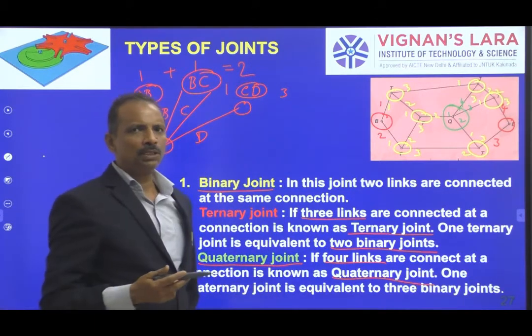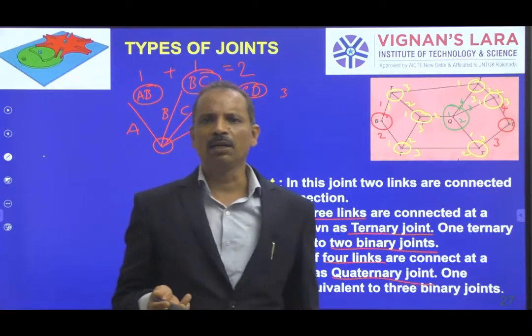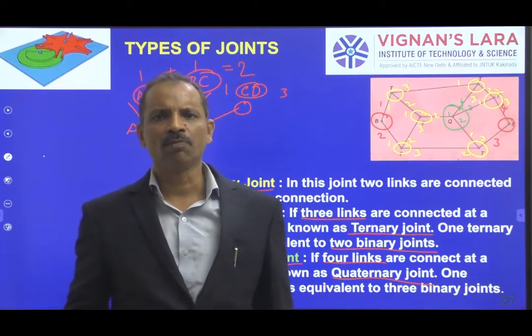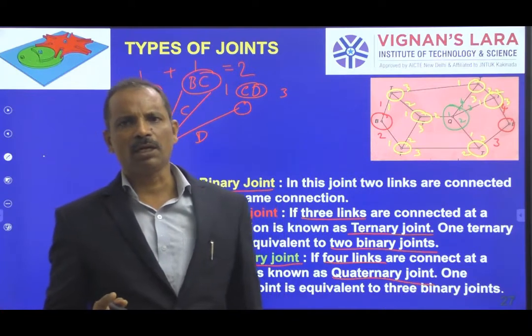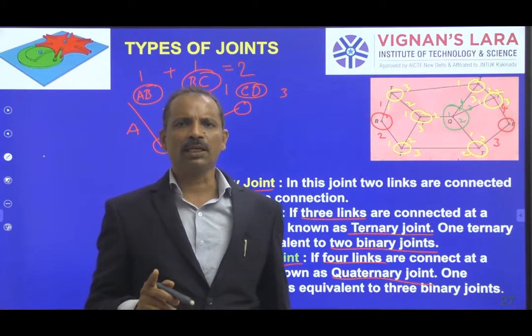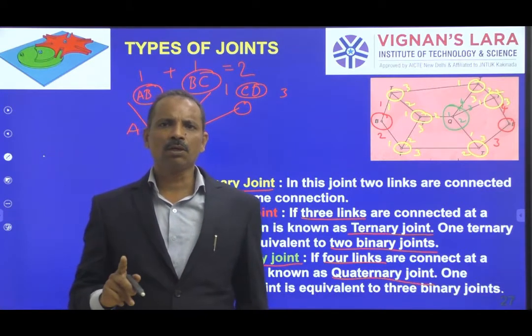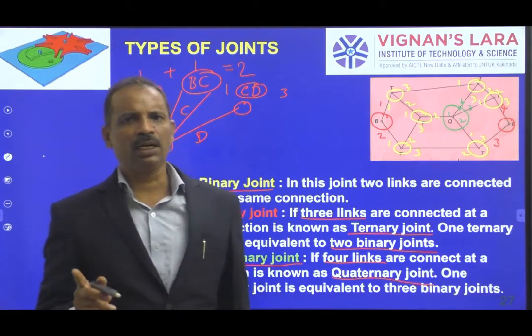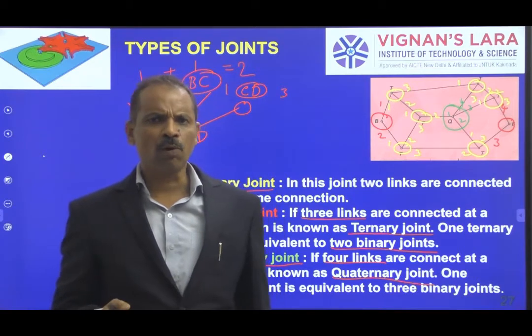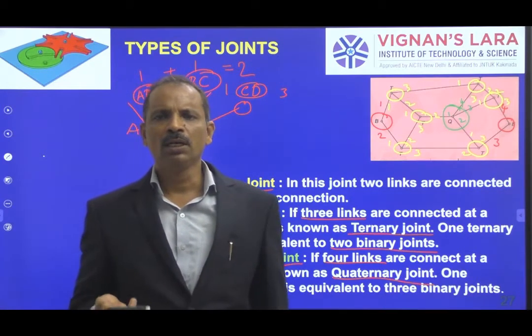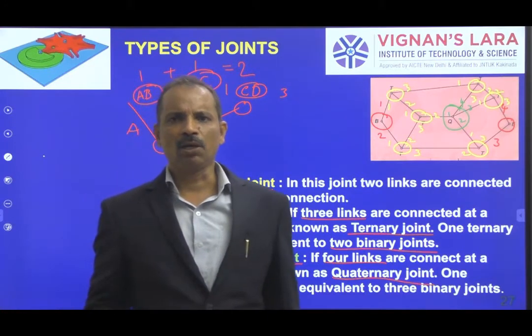So what is a binary joint? A binary joint is one where two links are joined at one location. And coming to the ternary joint, where 3 links are connected at one location, so this is equal to 2 binary joints. Finally, a quaternary joint, where 4 links are connected at one location, is equal to 3 binary joints.